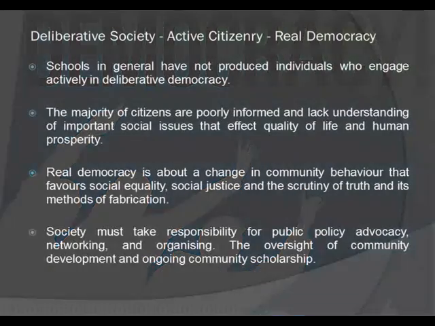Deliberative society, active citizenry, real democracy. Schools in general have not produced individuals who engage actively in deliberative democracy. The majority of citizens are poorly informed and lack understanding of important social issues that affect quality of life and human prosperity. Real democracy is about a change in community behavior that favors social equality, social justice and the scrutiny of truth and its methods of fabrication.